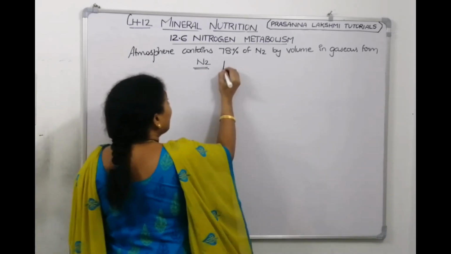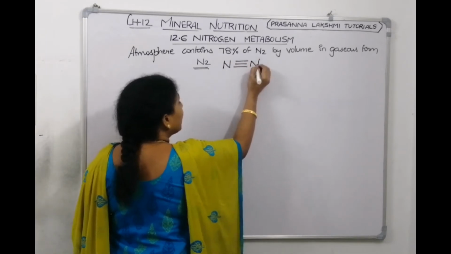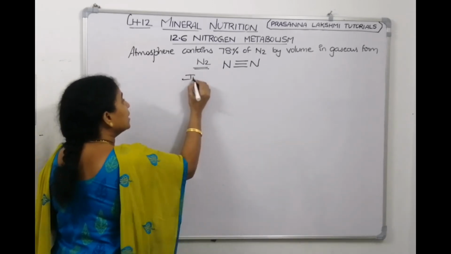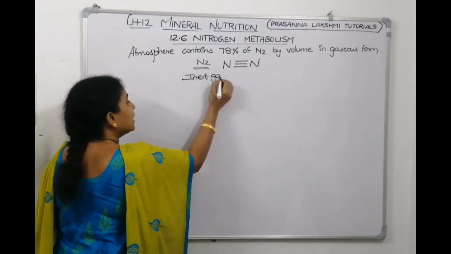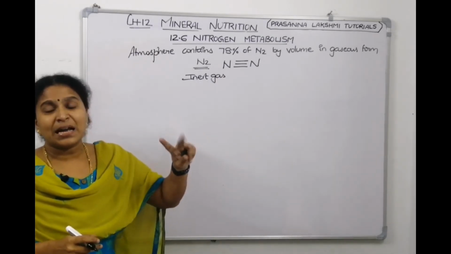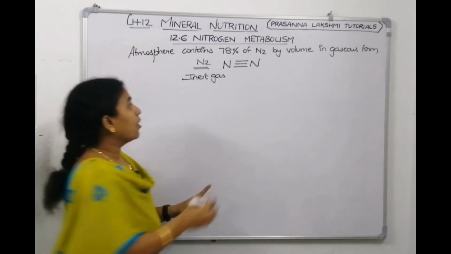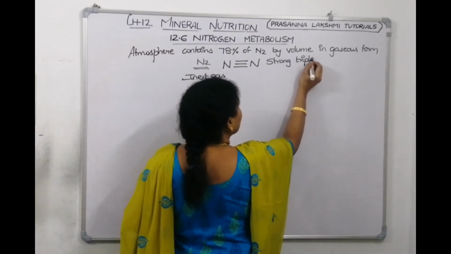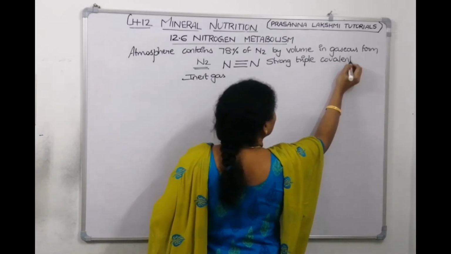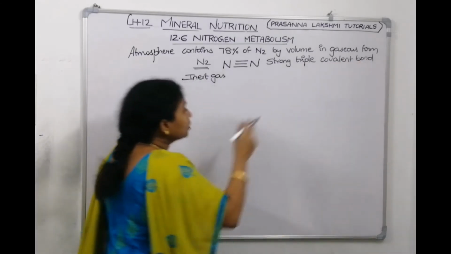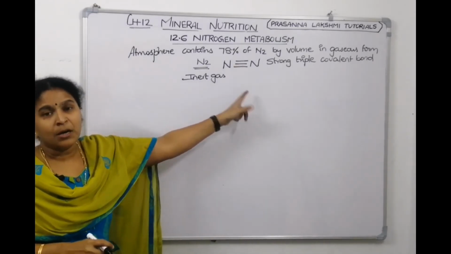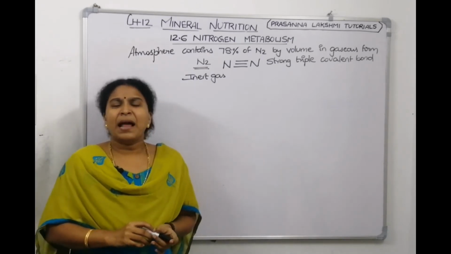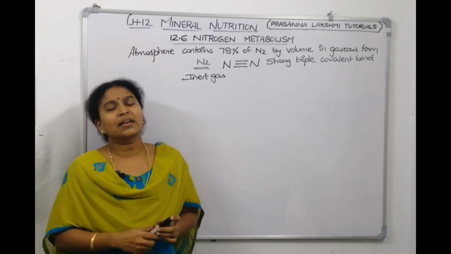N is linked to N by a strong covalent bond. NCERT says that nitrogen gas is an inert gas. The nitrogen atoms are linked by a strong triple covalent bond. Because of the presence of this triple covalent bond, nitrogen becomes inert. Since the nitrogen gas is inert, the plant cannot take that nitrogen gas.